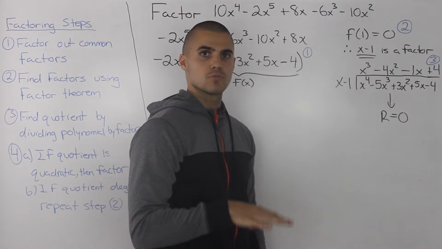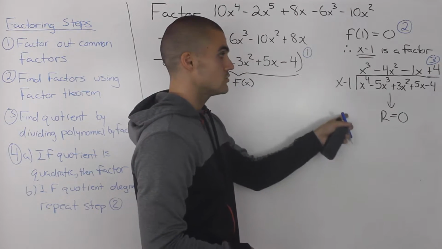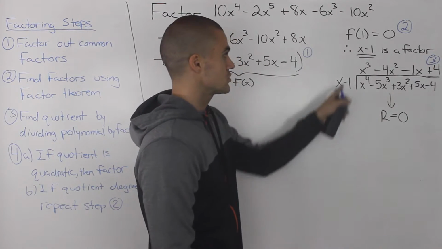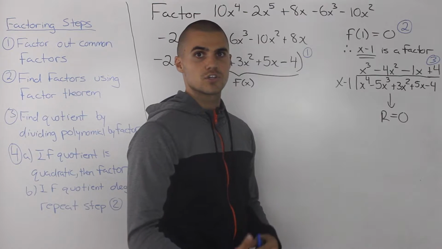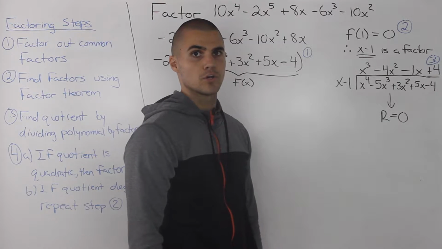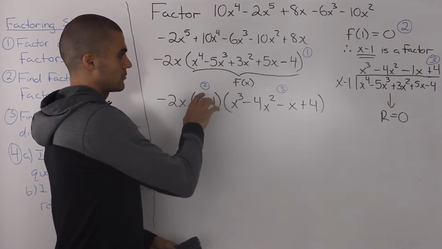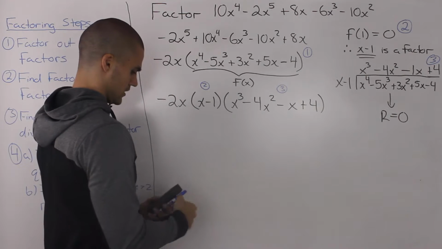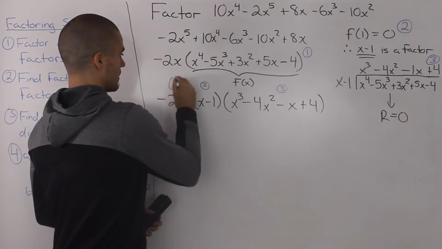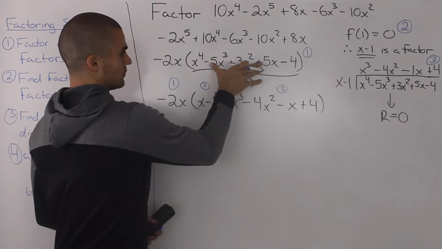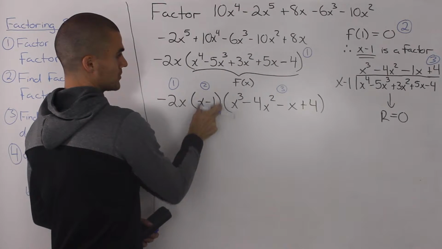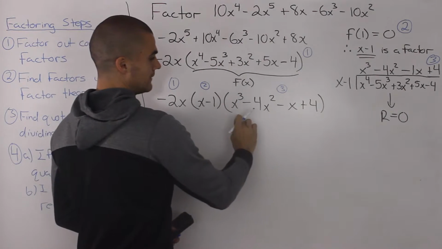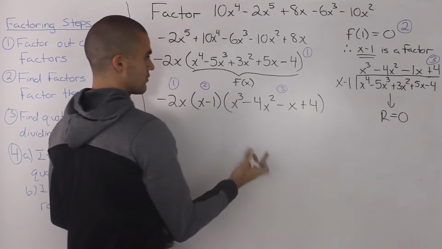I would highly suggest that you pause the video right now and try to do this long division yourself. Actually, you should try long division and synthetic division to make sure that you're getting this result, just so you can get some extra practice with dividing polynomials. Moving on with the factoring process, so far what we got is the negative 2x that we factored out in step 1. Then we had this polynomial to work with, and we found out that x minus 1 was a factor of it. Then we divided that polynomial by x minus 1 and ended up getting this quotient in step 3.